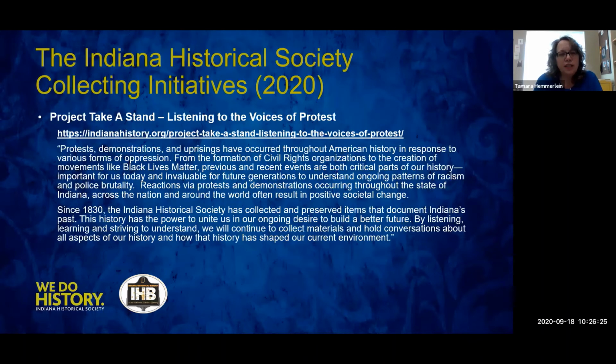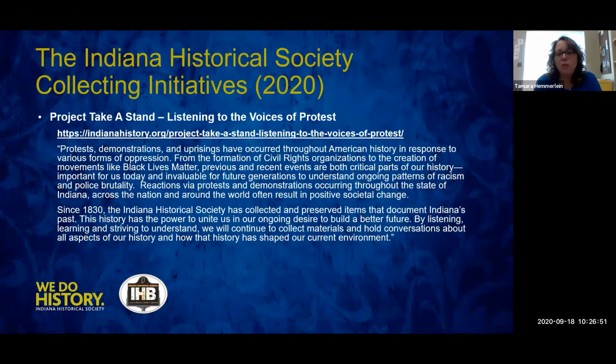The second collecting initiative for 2020 is Project Take a Stand, Listening to the Voices of Protest. This is one of those initiatives that really, right at the beginning, tells you that we are going to talk about difficult history. We're going to collect difficult history. We're going to learn how to interpret it, and we are going to make it part of our collection.